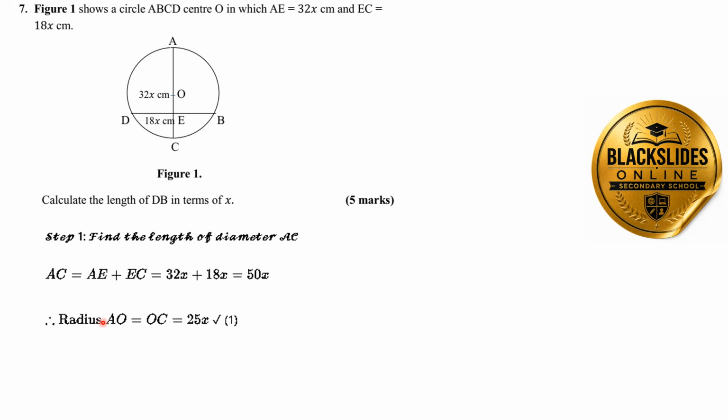So the radius OA, AO, this one is half of the diameter, which is 25. So that's the diameter, OC, I mean the radius. So the radius OA is equal to OC, 25, half of 50.